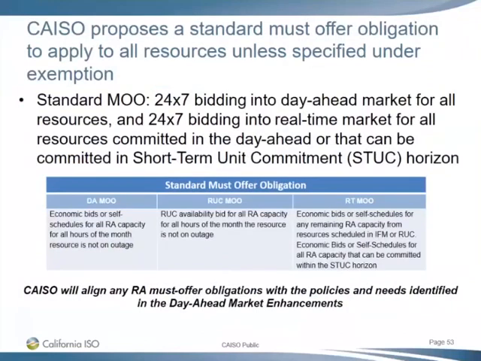So in this proposal, we are proposing a standard must offer obligation that would apply to all resources unless specified under an exemption. I'm sure a lot of you have seen in our BPM for the reliability requirements, we have a table that has a long list of must offer obligations by resource type. And as part of this proposal, we want to somewhat simplify that by giving a standard must offer obligation and then listing some exemptions. So on this slide, we have come up with a standard must offer obligation of 24/7 bidding into the day-ahead market for all resources and 24/7 bidding into the real-time market for resources that have been committed in the day-ahead or that can be committed in the stuck horizon.